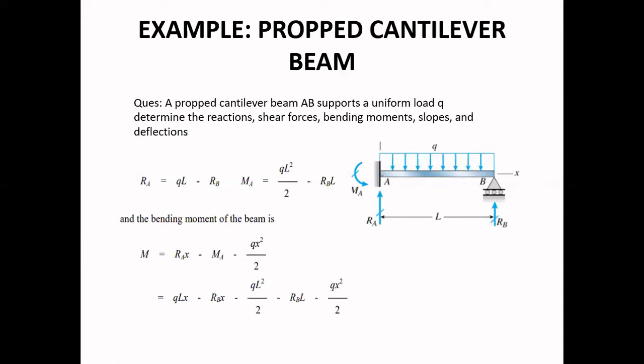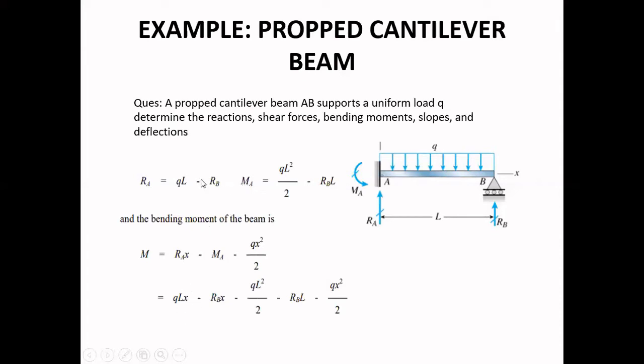Now if we calculate a simple moment about any section XX at a distance x from the end A, the equation will be like this. Mx, the moment at any section, is equal to RA multiplied by x, the distance from the section, minus MA. MA will remain as it is because it is a moment, not a load, so it will not be multiplied by any perpendicular distance, minus qx square by 2 due to the UDL q.